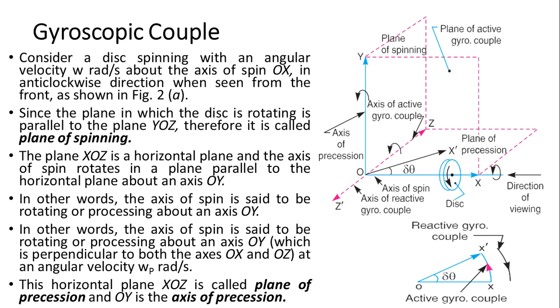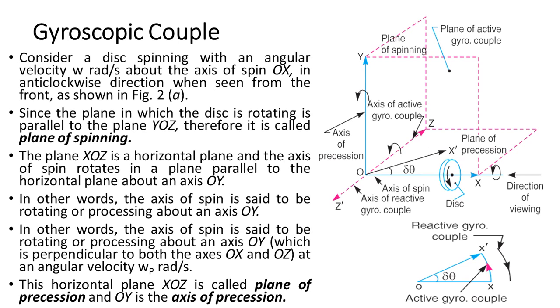Now based on these things, if you consider the gyroscopic couple, mainly we have three main axes. One is the axis of spin, one is the axis of precession, and another is the axis of gyroscopic couple. Again, there will be two types of gyroscopic couple. One is the active type of gyroscopic couple, and one will be the reactive type of gyroscopic couple.